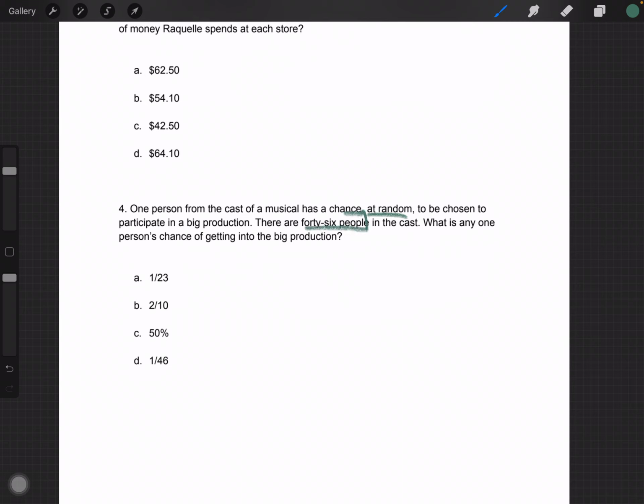So the key numbers that we're looking at here are 46, which is the total, and one person. There's only one person. So whenever you're doing probability or chance, you want to put the number that is being selected over the total number. So only one person is going to be selected out of 46 people, and that's your probability. And technically you could make this into a percentage, which would make a lot more sense if you think about it as a probability, but this is also the correct answer.